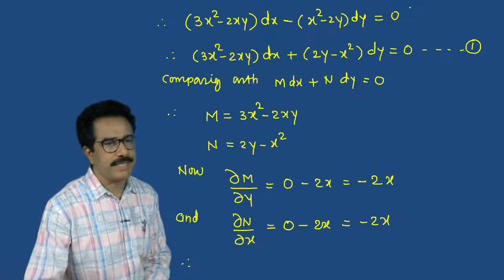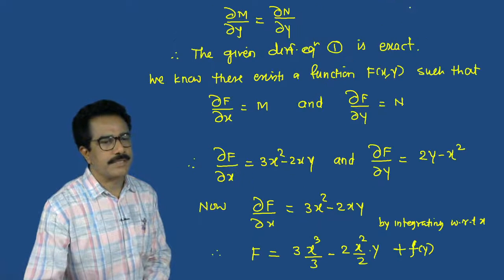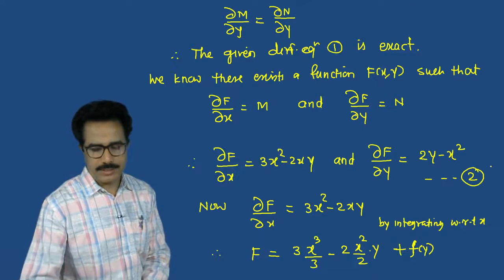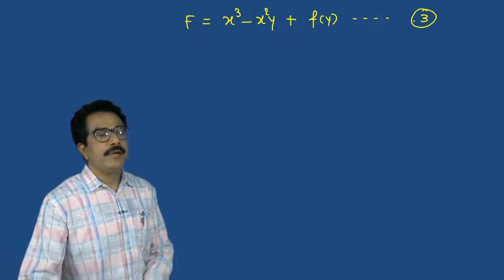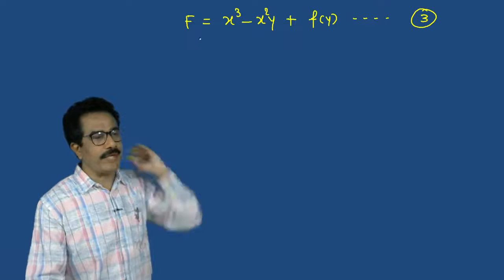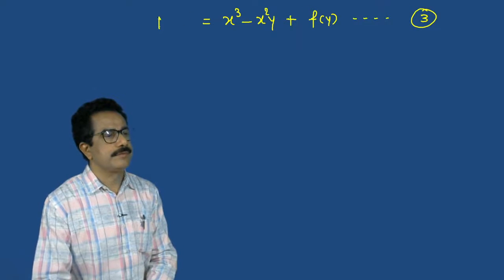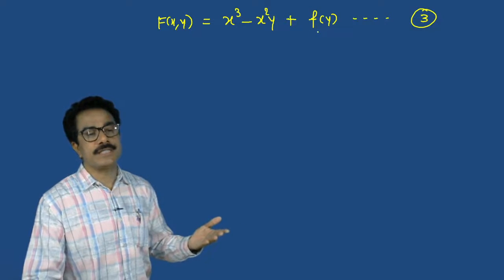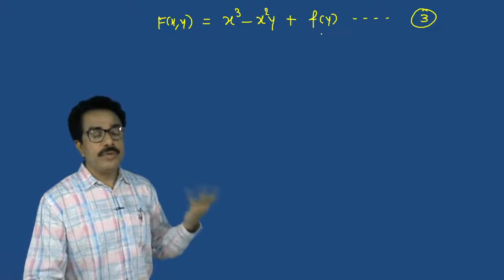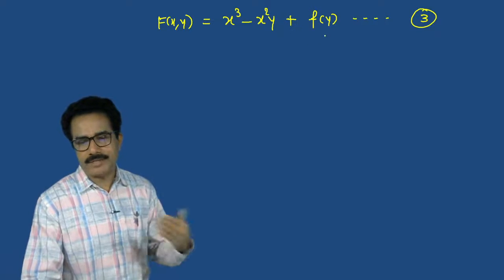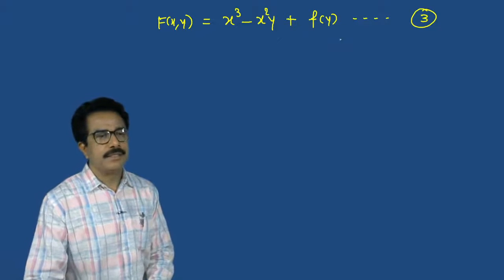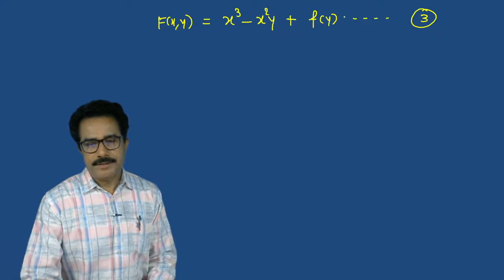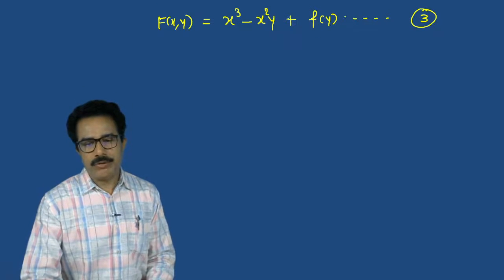Suppose this is equation number 3. This is our required function F of x, y. But note that here small f of y is a constant of integral. We have to calculate this small f of y, the constant of integral. So how can we calculate this? Let us see how to calculate this.